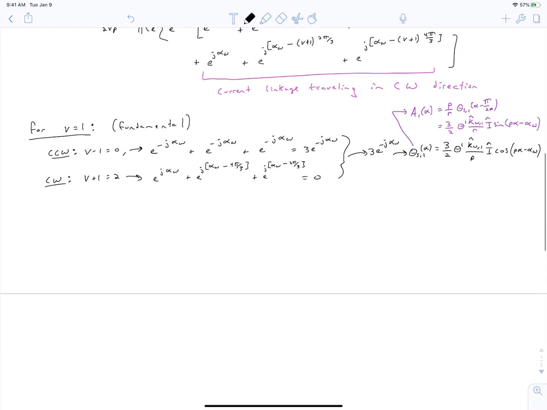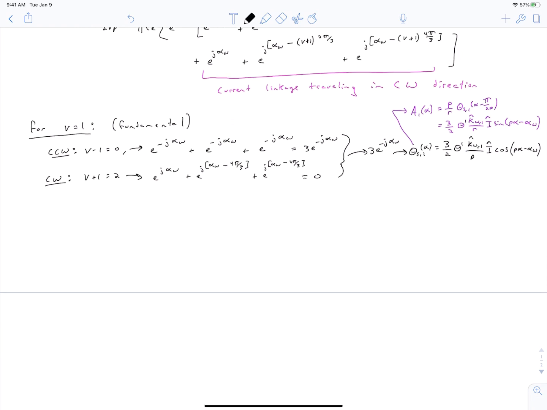We can make a few more comments here. What we want to do is evaluate the speed that our wave is traveling at. We can notice that our wave always has to peak when the argument of this is 0. So that is to say that when alpha equals alpha w by p, because we want the argument to be 0 to find the location of the peak of our wave. And if we assume that alpha w is omega t, where omega again is our electric frequency, we can conclude that our wave travels at the derivative of alpha, which is omega by p.